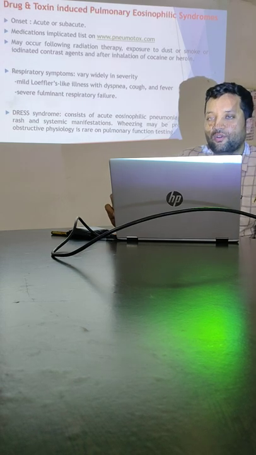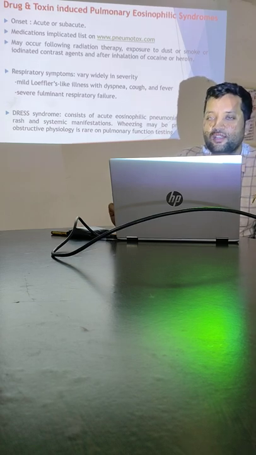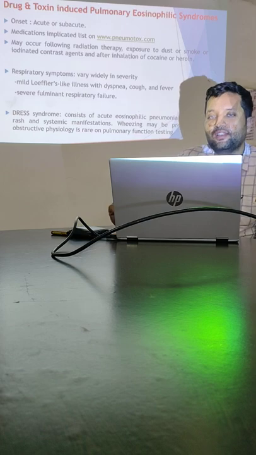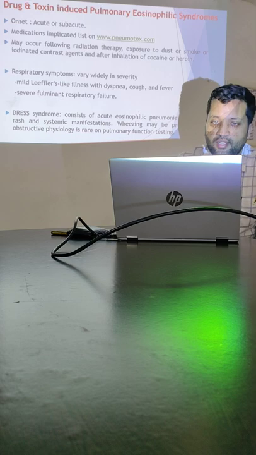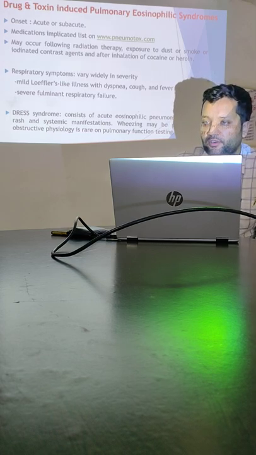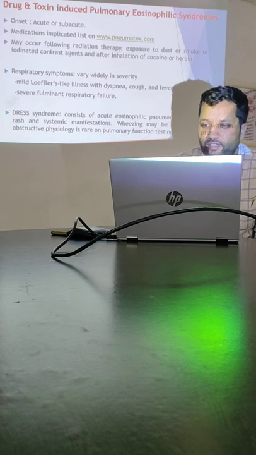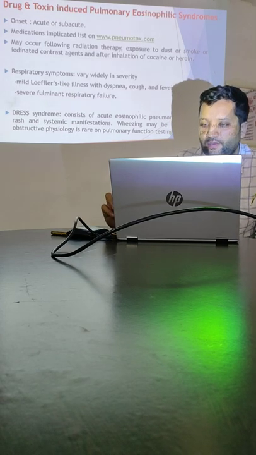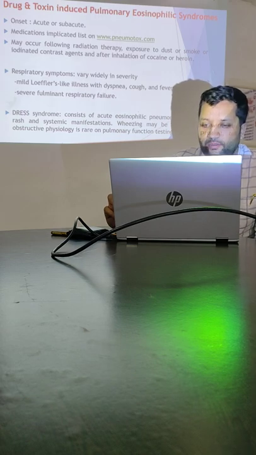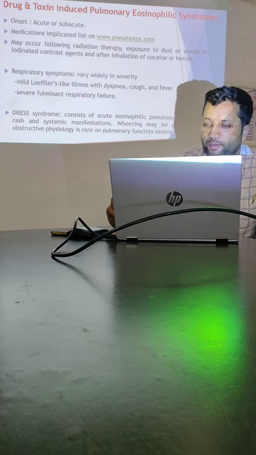Another heading is drug and toxin induced pulmonary eosinophilic syndrome. Onset is acute or subacute after medication. This is also a hypersensitivity reaction due to ingestion of a drug or toxin. The implicated medication list is long; it may occur following radiation therapy, exposure to dust and smoke, or hydrated contrast agent, or after inhalation of pocket heroin. Respiratory symptoms vary widely in severity, from a mild flu-like illness with dyspnea, cough and fever, to severe respiratory failure. DRESS syndrome consists of acute eosinophilic pneumonia with lung reaction and systemic manifestations. Wheezing may be present, but obstructive physiology is rare on pulmonary function tests.